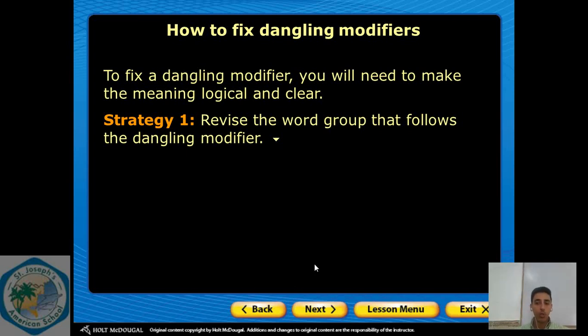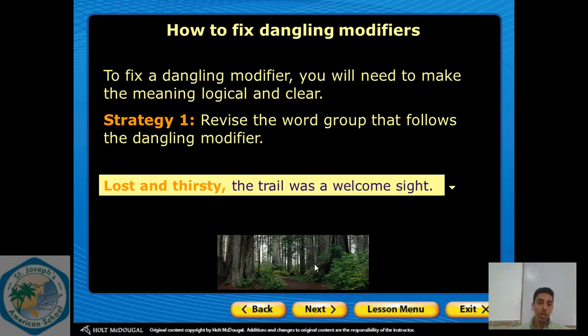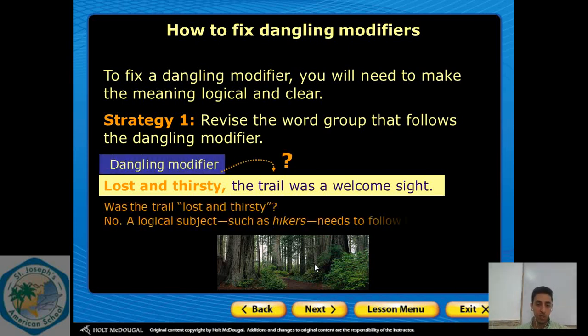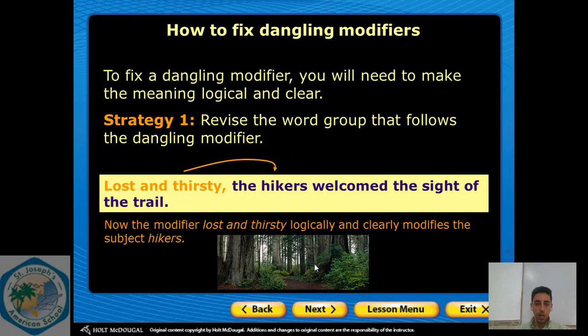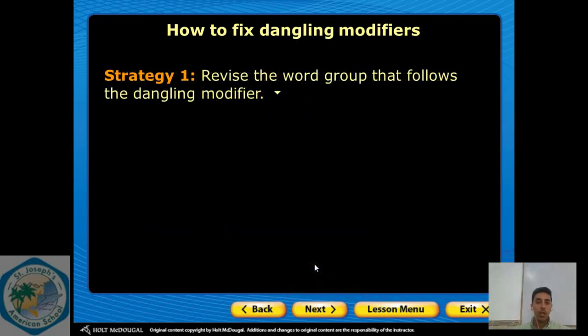First of all, revise the word group that follows the dangling modifier. This is the first strategy. Lost and thirsty. The trail was a welcome sight. No, it cannot be the trail lost and thirsty. So the hikers, you can add even a verb. The hikers welcomed the sight of the trail, and they are the ones who were lost and thirsty. So this is a good one.